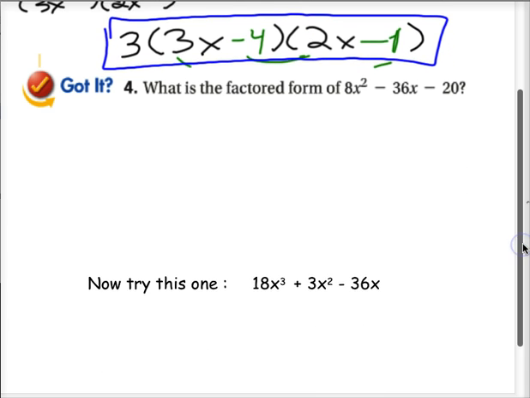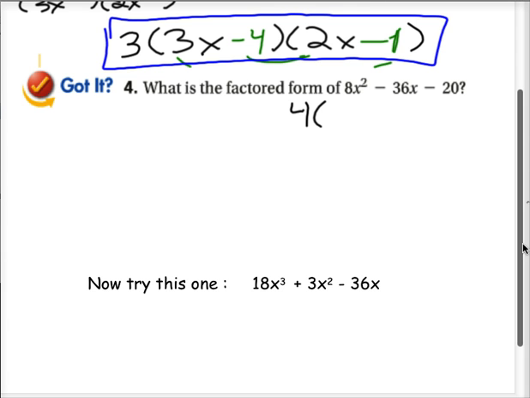So next example, what is the factor form of 8x squared minus 36x minus 20? Now for this one, the x is not in every term, so we can't pull that out. But we can pull out a number because you notice all of them are even. However, we need to look and see, can we pull out more than just a 2? Because something I want you to notice, all those numbers are also divisible by 4. So make sure when you're doing this process, you're pulling out as much as absolutely possible.